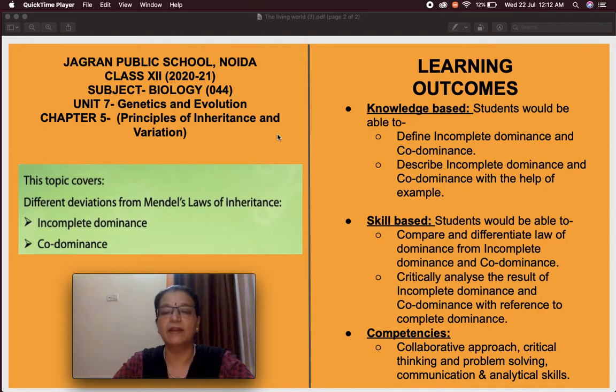And the competencies that we are expecting after this teaching learning session: collaborative approach. You can use the collaborative approach for critical thinking and problem solving, and communication and analytical skills also can be developed. Now let's start with today's class.